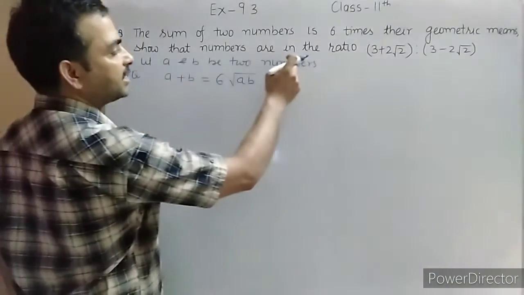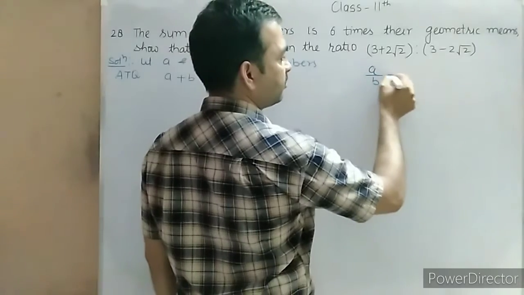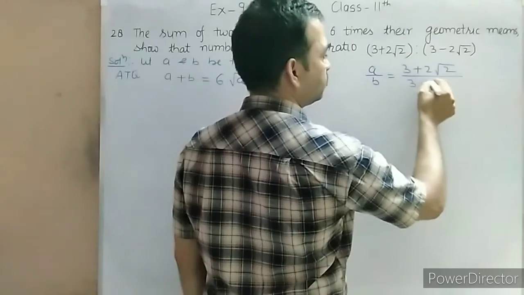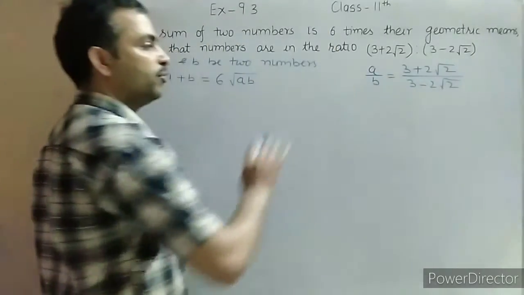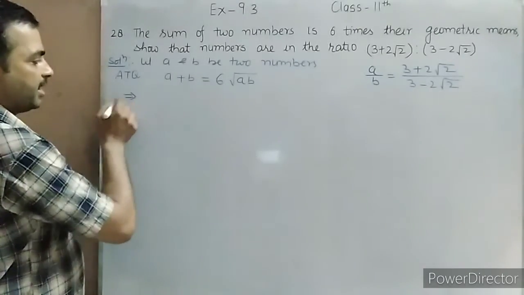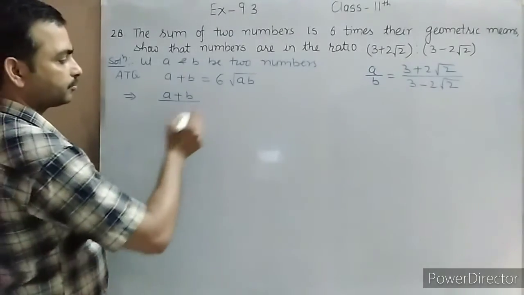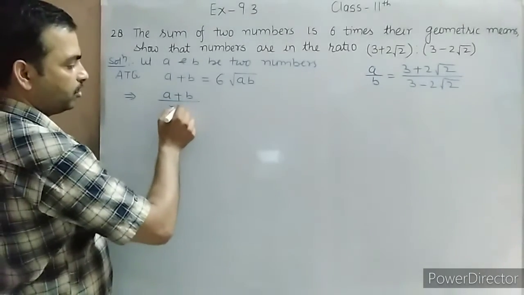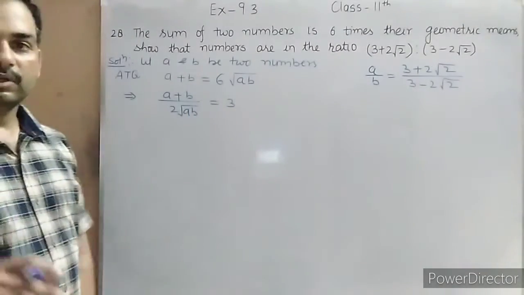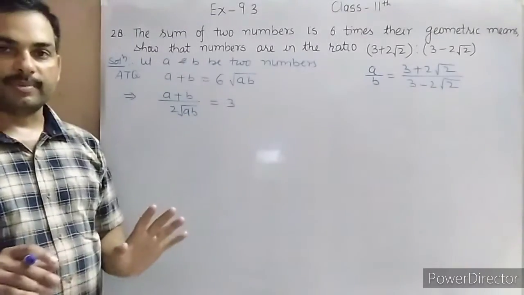Now, show that the numbers are in the ratio. We have to show that a/b equals (3+2√2)/(3−2√2). We have to prove this one. So how can we prove this one? This implies I can write it as (a+b)/(2√(ab)) equals 3. If you cross multiply, you get 6√(ab).